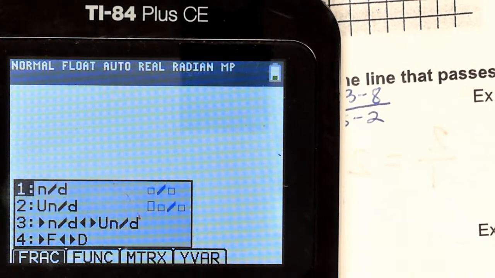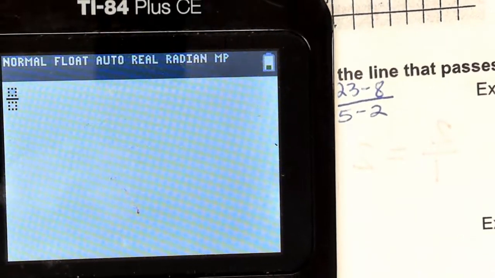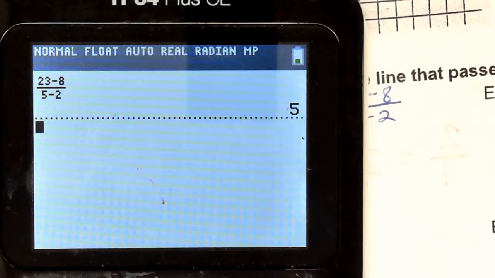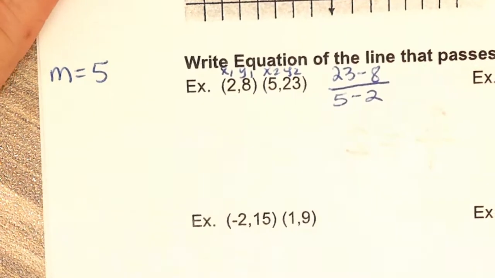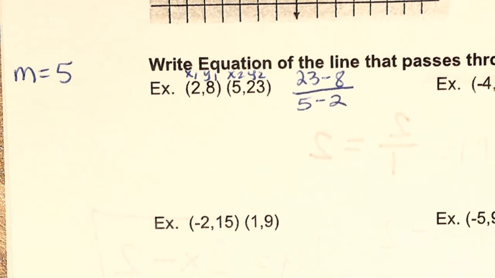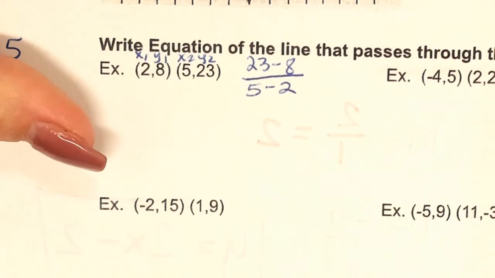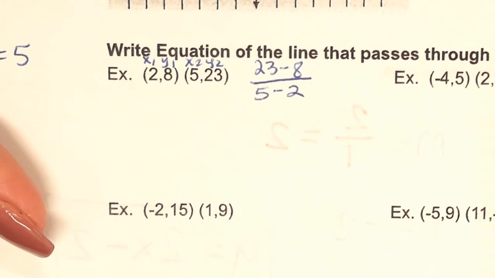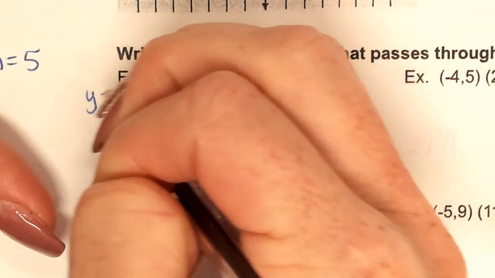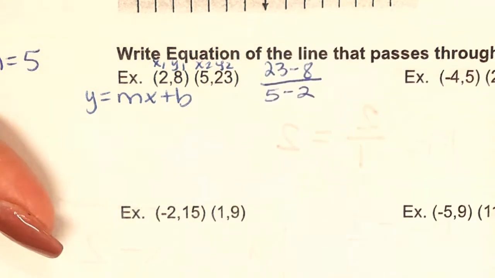I'm just going to stick that in my calculator all at once. So I'm going to go to alpha y equals and put in 23 minus 8 over 5 minus 2. What's the slope? I'm going to write that right here. The slope is 5. All right, what does step 2 say to do? Write the equation in y equals mx plus b form. So everybody write y equals mx plus b.